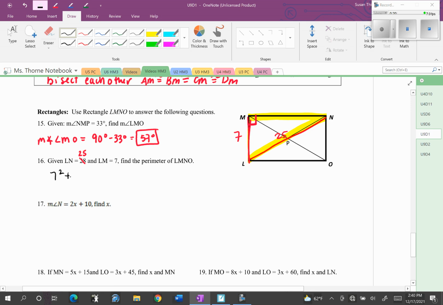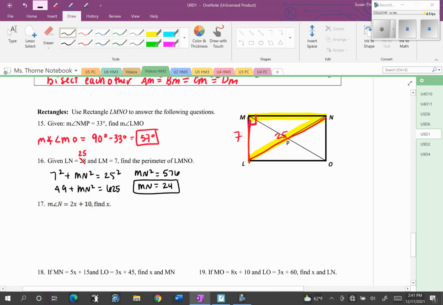So 7 squared plus MN squared equals the hypotenuse, which is 25 squared. So then 49 plus MN squared equals 625. Subtract 49. MN squared is equal to 576. Take the square root of both sides. We get MN equals 24. And remember, it's plus or minus the square root, but we don't have a negative length.